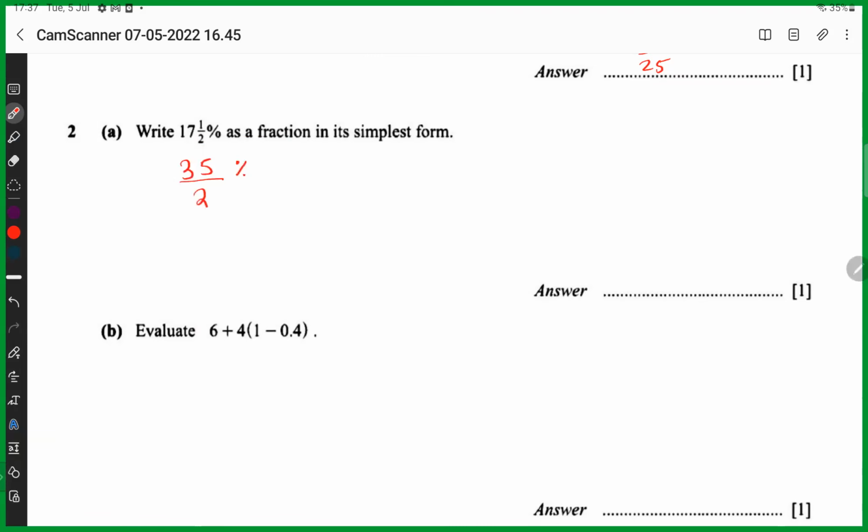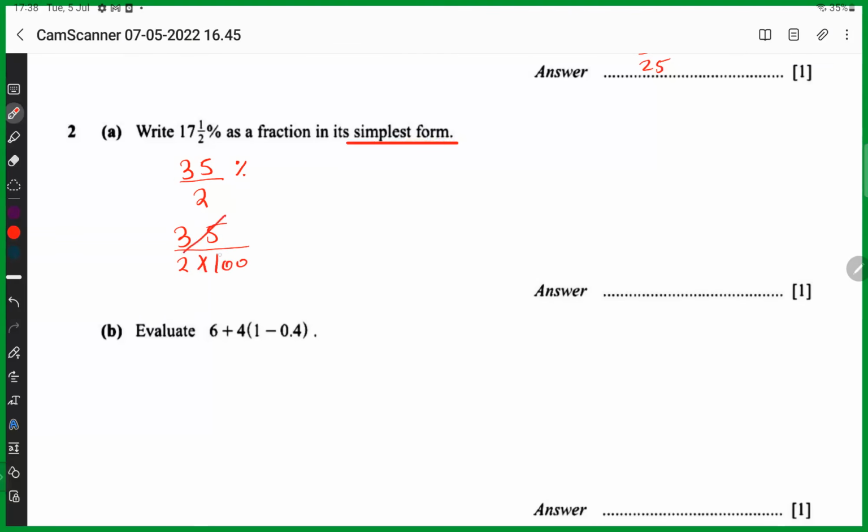Now I can write it as 35 divided by 2. Percent means I need to divide that number by 100. Percent is basically per and then cent. Per is divide, cent is 100. So 35 by 2 would be divided by 100. So I can write it down this way. And the next part of the question says, give the answer in its simplest form. So I need to simplify.